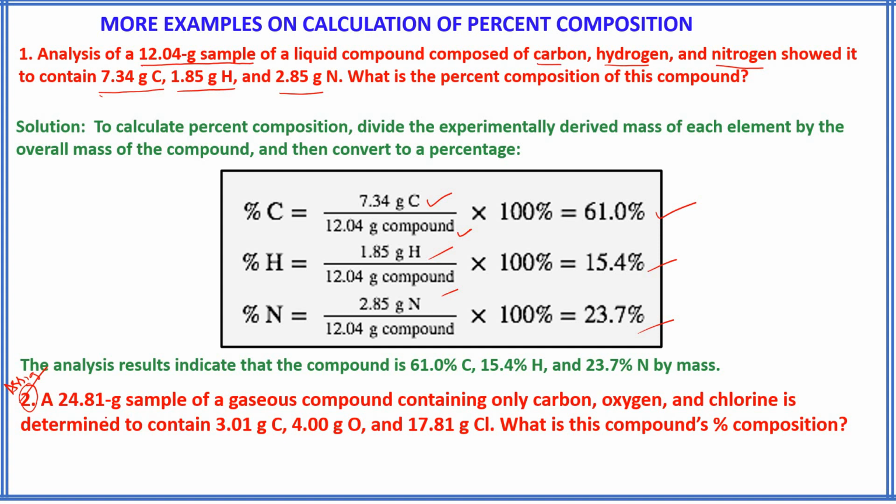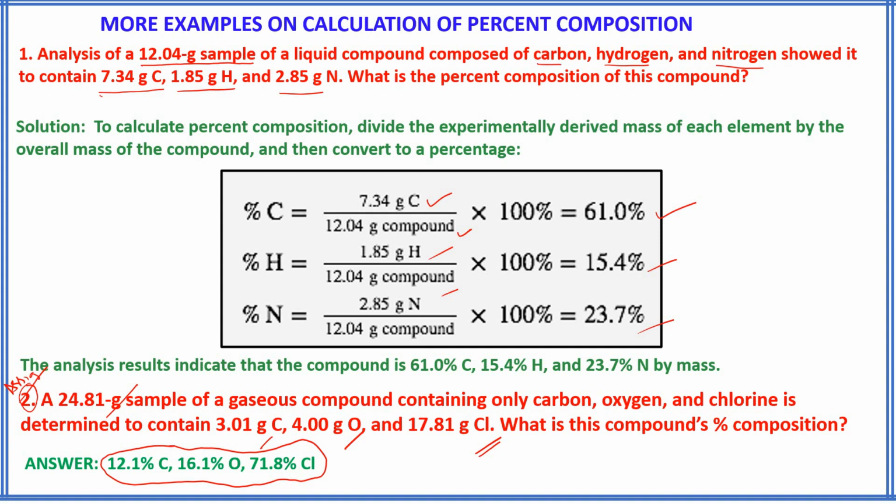Here the total weight given is 24.81. The carbon weight is 3.01. To calculate the percentage of carbon, 3.01 by 24.81. Similarly you can calculate the percentage of oxygen and the percentage of chlorine. Now this is about the percentage calculations. I have given answers also; you check these answers, whether they are correct or not. After doing the calculation, you can check these answers. I have given percentage of carbon only.